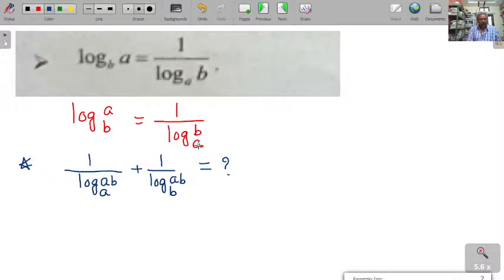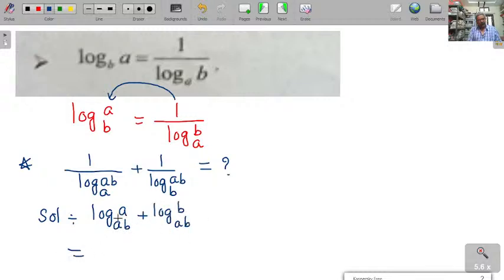See, 1 upon log b to the base a, you can write. So this can be rewritten as, solution, you see: log a to the base ab plus log b to the base ab. Using the product rule, this can be expressed as a single logarithm. We can write log ab to the base ab. Log ab to the base ab is 1. So this answer is 1.